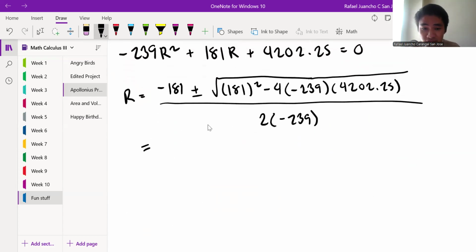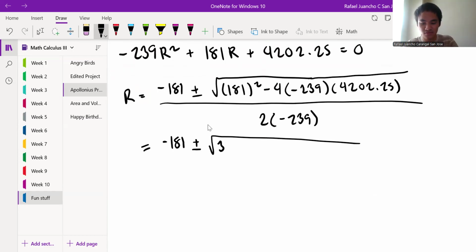Okay, don't worry, we'll see the result in a bit. So let me just do it step by step. I don't want to mess up anything. This is 181 squared, 32761 minus, minus is a negative, 4 times 239 times 4202.25. God. 4017. Oh, so we have no solution. Yeah, so we have no solution in this case.